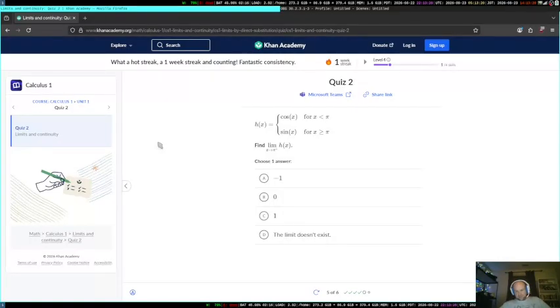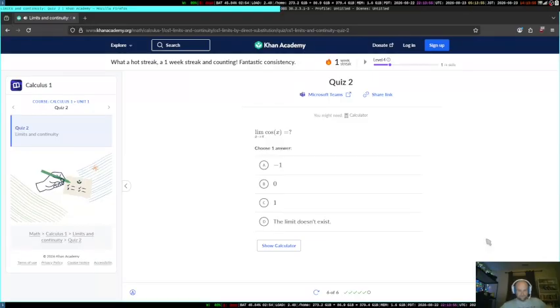Cosine of x for x less than pi, and sine of x for x bigger than or equal to pi. The limit as x approaches pi from the right of h of x. The sine of pi is 0. So it should be 0, right? The only possibility that I'm wrong about this is if I forgot what sine of pi is, and if I'm just doing the geometry wrong.